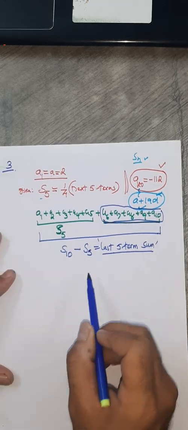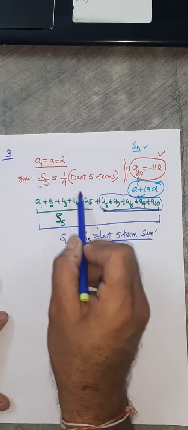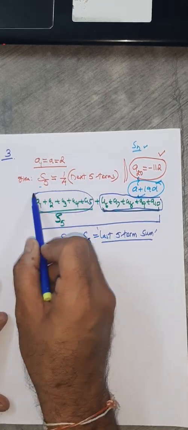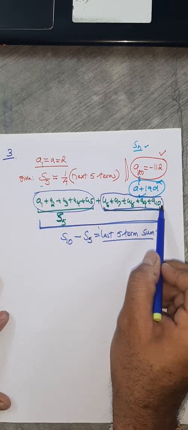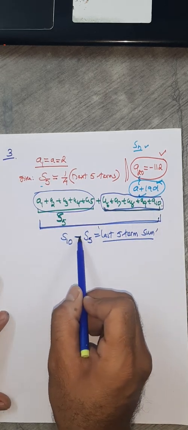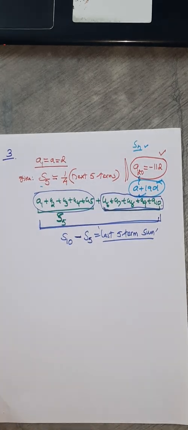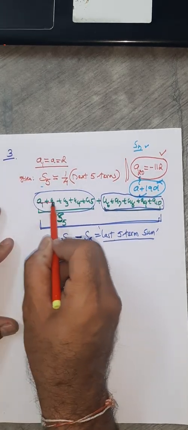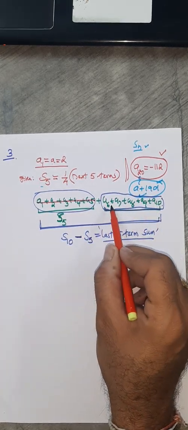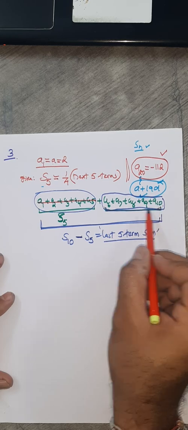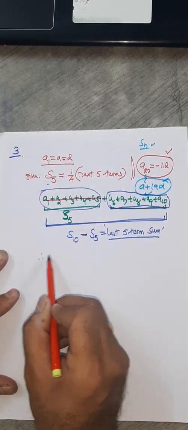What is the sum of the last 5 terms? Total terms minus first 5 terms. Total how many terms are there? 10 terms. A1 to A10, 10 terms, minus what I'll do, I'll drop this much summation. So you will get the last 5 terms here, A6 to A10. So minus summation of this, that is S5. So I'll place that here.